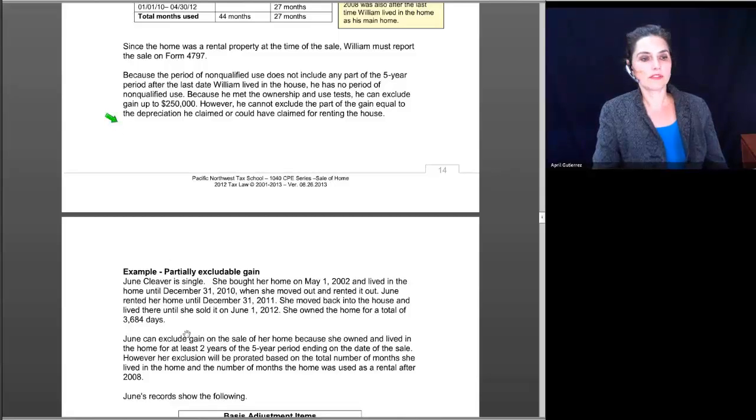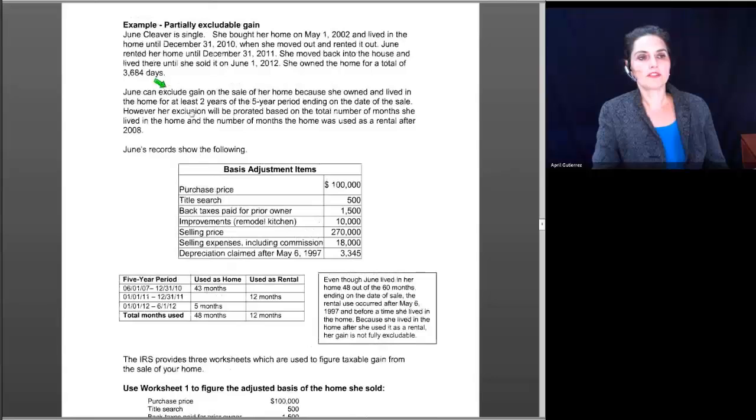that is equal to depreciation he could have claimed or did claim while renting the house. Let's compare William's illustration to another illustration where we end up with a partially taxable gain. This illustration involves a character named June Cleaver, and she is single. She bought her home back on May 1, 2002 and lived in the home until December 31, 2010, when she moved out and rented it out.